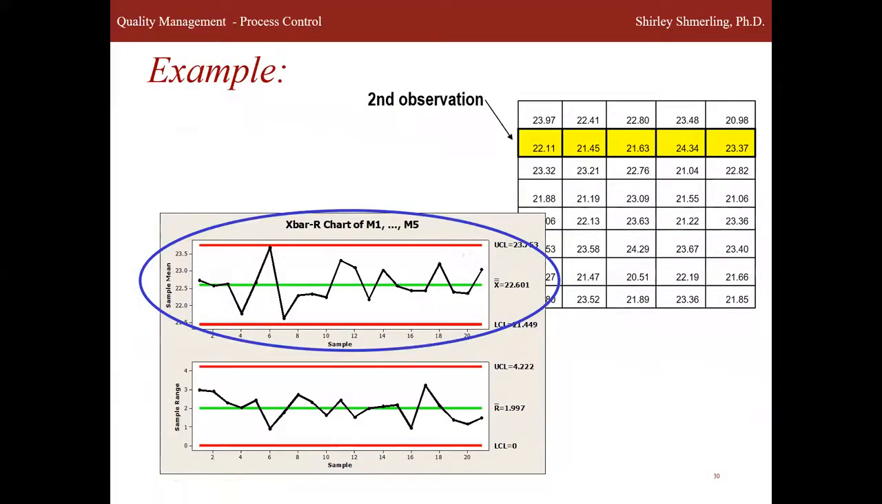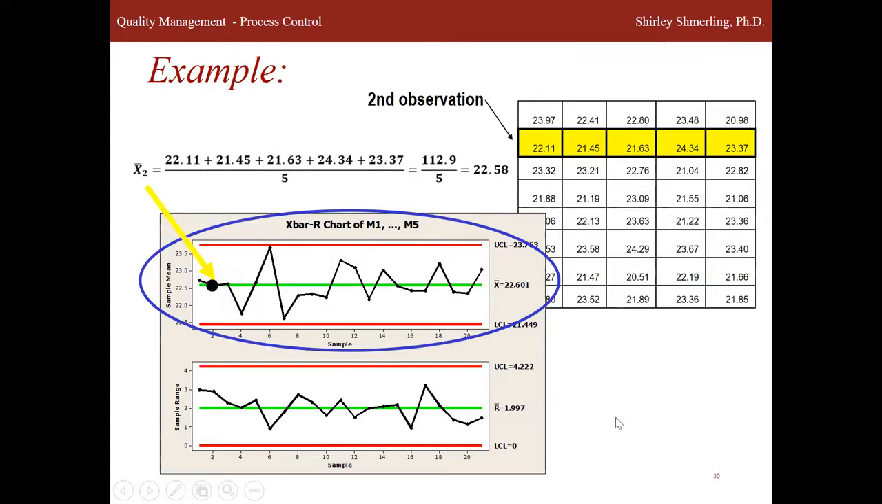Let's look at an example with the second sample. So this was the first hour, first half hour, second half hour, that's when we're taking the 5 measures. And it was measured as 22.11, 21.45, 21.63, 24.34, and 23.37 grams of sugar that were in the sauce. If we take the average of these samples, we get an average of 22.58. And this value is recorded on the X-bar chart as the second data point on the chart. Similarly, for each of the other samples, we will get the respective points on the chart.